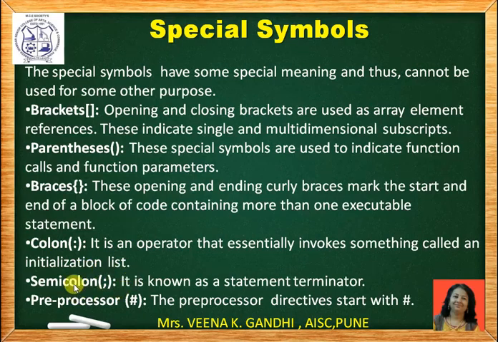And next is semicolon. It is known as the statement terminator. In a C program, every statement is ended with a semicolon. Next is hash or preprocessor. These are the directives that start with the hash symbol, or header files that start with the hash symbol.